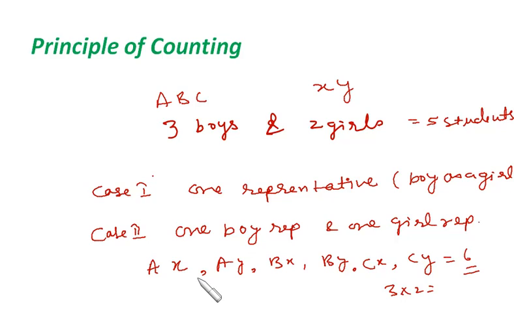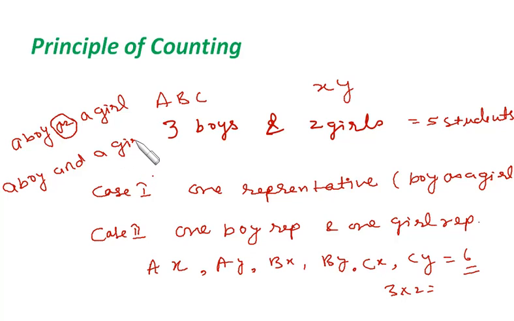In common language, how do we talk? See, I have to choose a boy or a girl as representative. Just concentrate on this 'or', right? So I have to choose one person only, either a boy or a girl. So in this case, the principle of addition would work. And a boy and a girl: just concentrate on this 'and'. In this case, the principle of multiplication would work. So here we have added the data, here we have multiplied the data, right? So let's take more examples of this.